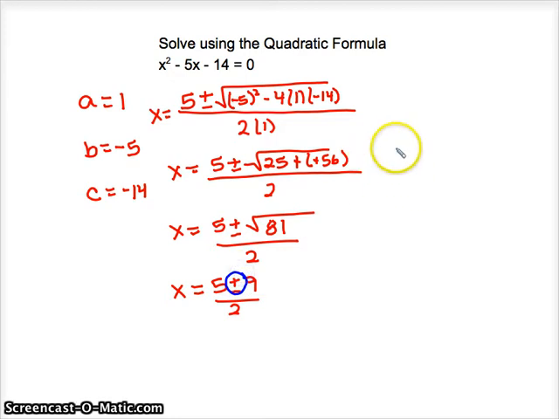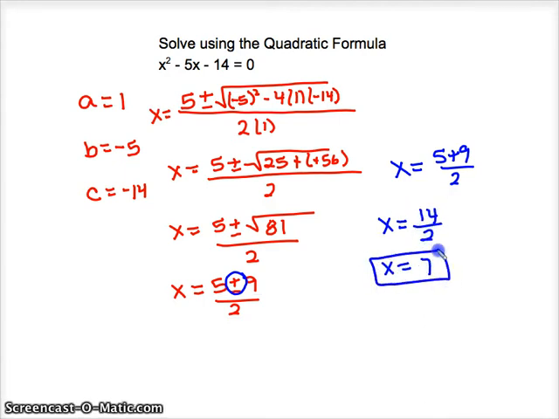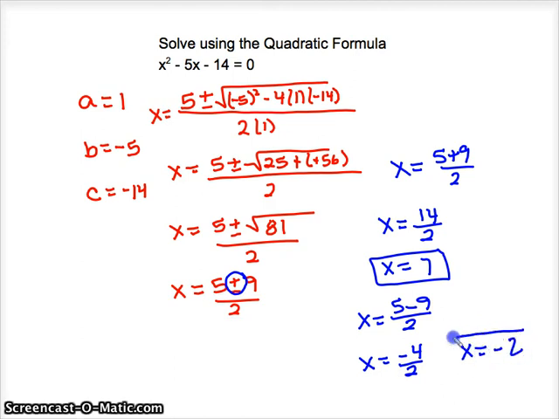One situation where I add, one situation where I subtract, so x equals 5 plus 9 over 2. So x equals 14 over 2, and x equals 7. Your other situation where I'm subtracting, I have 5 minus 9 over 2. So x equals negative 4 over 2, and x equals negative 2. There you have it, folks, your two solutions, x equals 7 and x equals negative 2.